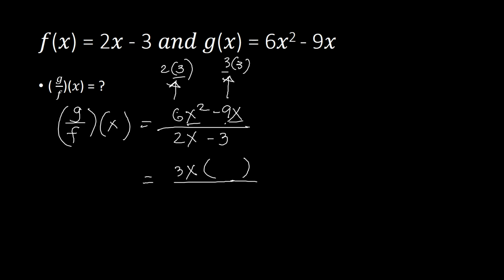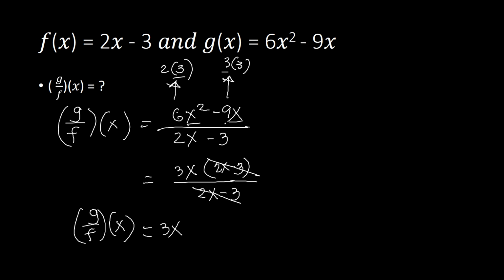So writing now the remaining factors, we have to do 6x squared divided by 3x. 6 divided by 3, that's 2. X squared divided by x, that's x. Then we do minus 9x divided by 3x, and that's 3. Copying our 2x minus 3. We cancel this one and that one, and that is equal to 3x. So g over f of x, that will be equal to 3x.